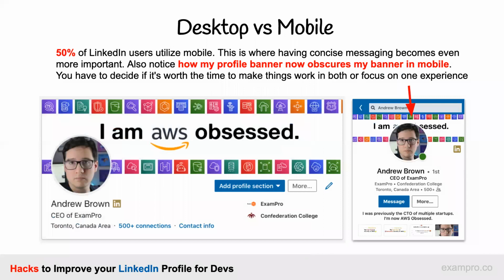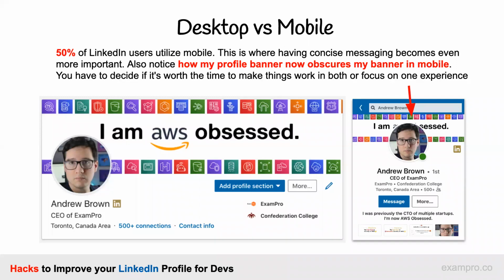This has been brought up to me multiple times, desktop versus mobile. There's like a 50% split, I think, on the utilization for LinkedIn. Some people just like using their phones for LinkedIn. Some people, like I like desktop, but I know a lot of people like the phone experience. The phone experience varies in a lot of ways, and one is just the banner. Everyone always tells me, hey, Andrew, you told me to make a really good banner, but your head covers it in mobile, right?